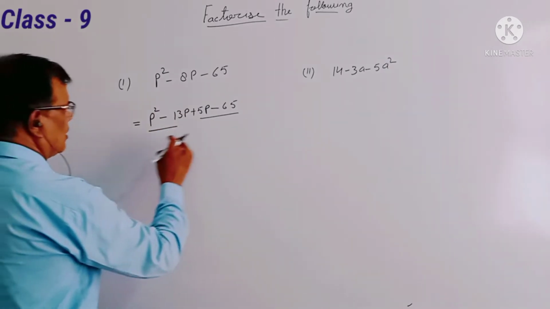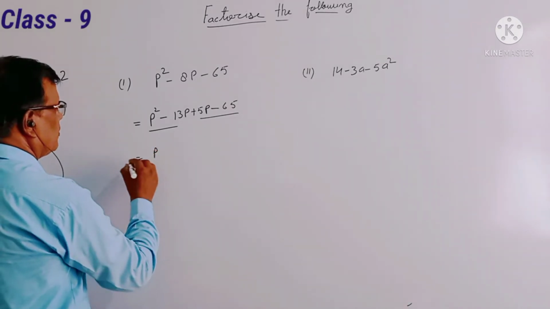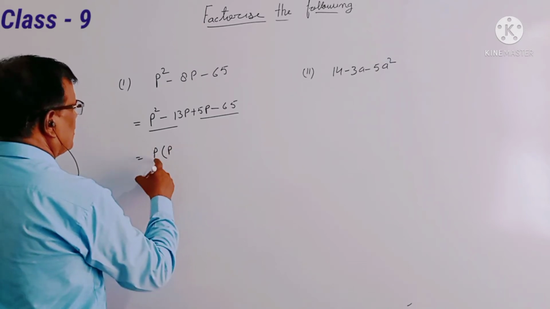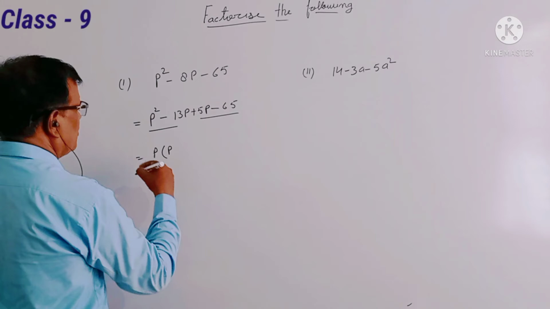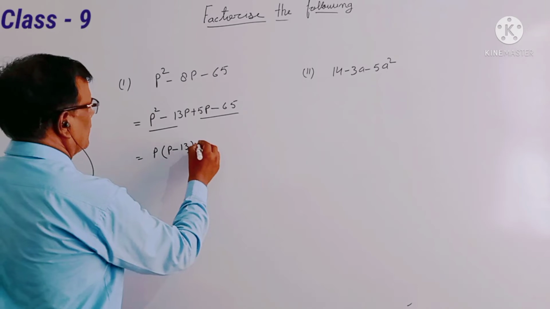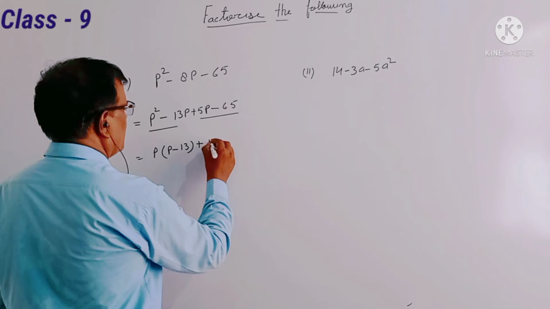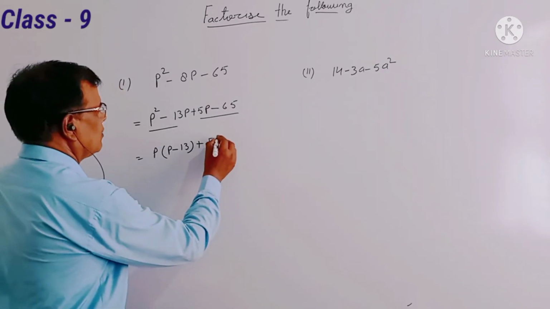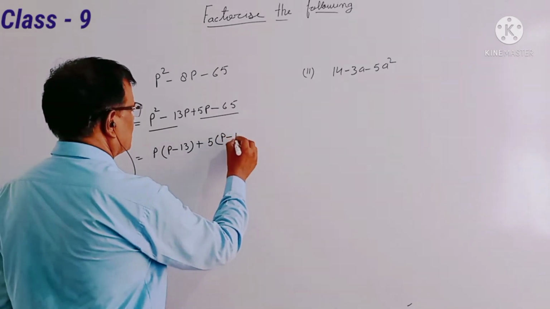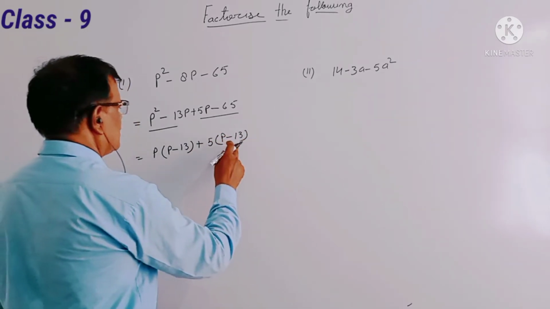This way we think and settle it and find the common, and we have taken p as common. Now here will remain p. When we divide it by p, here will be p, then here will be minus 13. And in the next bracket, we see 5 is common. So we have taken 5 common. Then we divide it by 5, we will get here p minus 13. As plus sign is common, we do not change the sign.